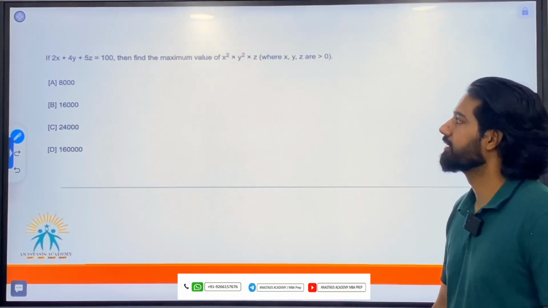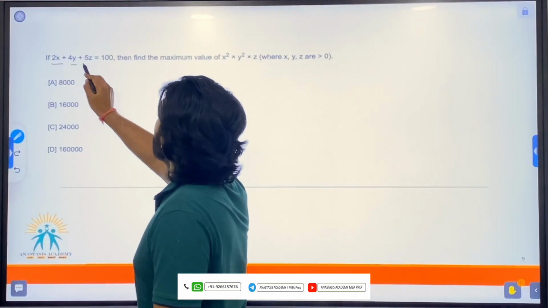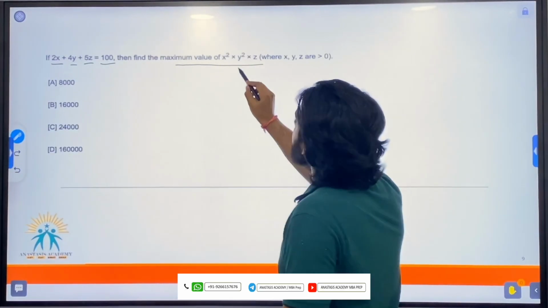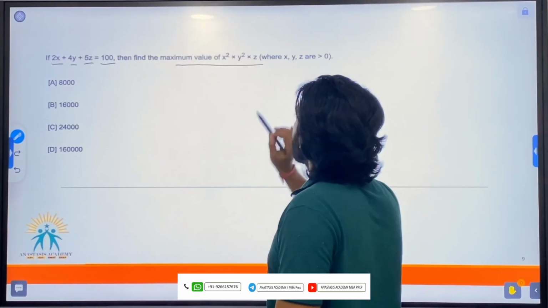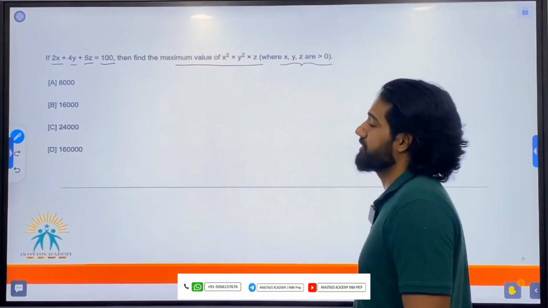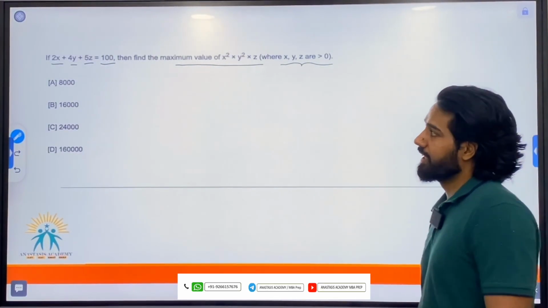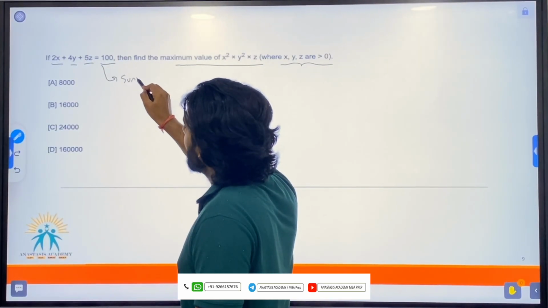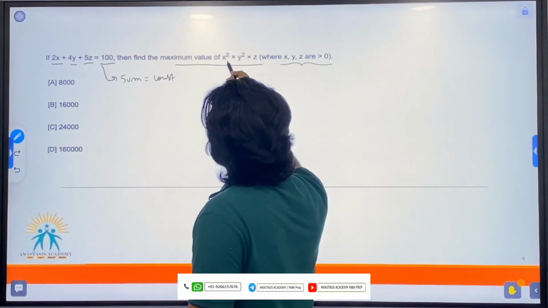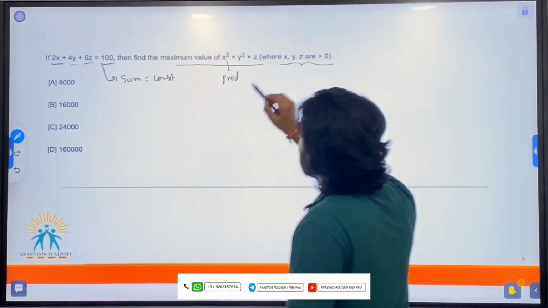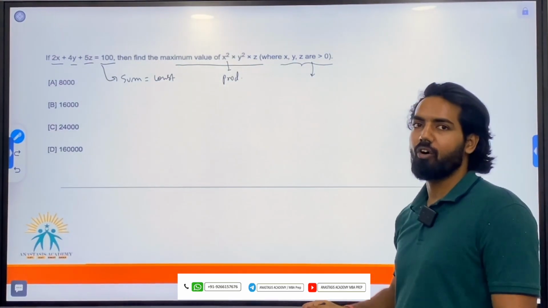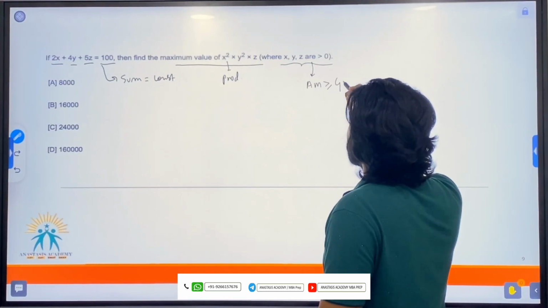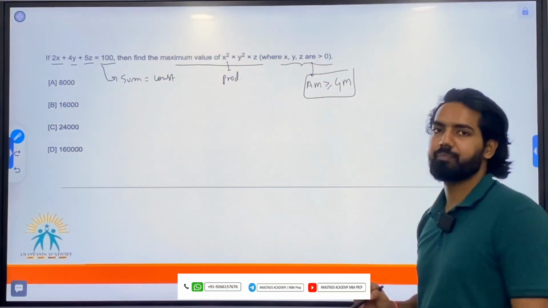Let's solve this question. If 2x plus 4y plus 5z is equal to 100, then find the maximum value of x square into y square into z, where x, y, z are positive. So the sum of these three is given as 100, the sum is constant, the product is asked, and the numbers are given as positive. The obvious thought is the identity AM is greater than or equal to GM, right?